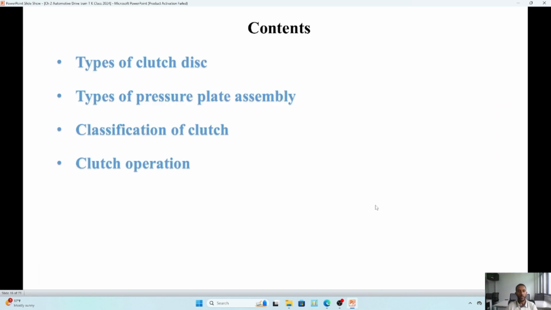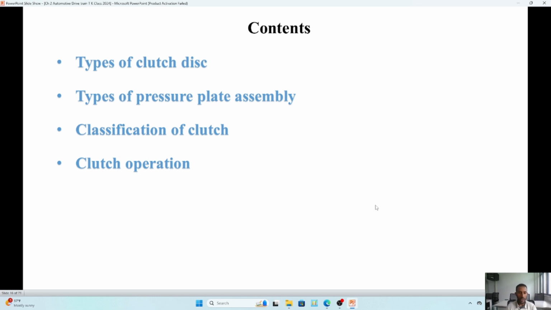In this part, we will see types of clutch discs, types of pressure plate assembly and its impact, classification of clutch system, or classification of clutches, and clutch operation will be covered. In the first part, we will see the clutch disc, which is solid drive and cushion drive, and in the next part, types of pressure plate assembly according to the clamping force, which is diaphragm type and coil spring type pressure plate assembly.